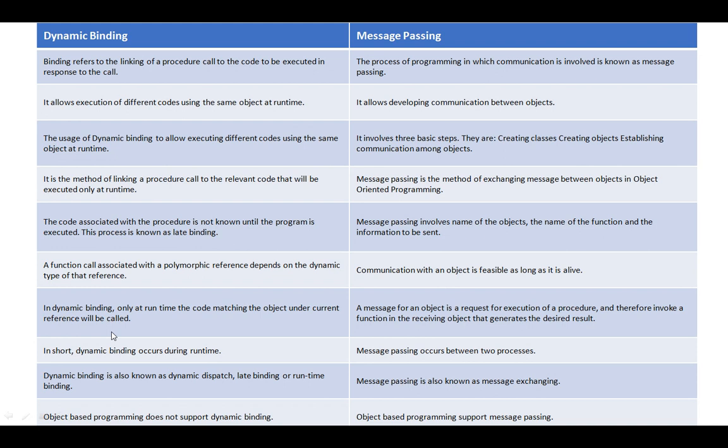Again, in dynamic binding, only at runtime the code matching the object under the current reference will be called. In message passing, a message for an object is a request for execution of a procedure and therefore invokes a function in the receiving object that generates the desired result. So in short, dynamic binding occurs during runtime, whereas message passing occurs between two processes. Dynamic binding is also known as dynamic dispatch, late binding, or runtime binding. Message passing is also known as message exchanging. Lastly, object-based programming does not support dynamic binding, whereas object-oriented programming supports message passing. But whenever we are saying this particular fact, object-oriented is going to support it accordingly.